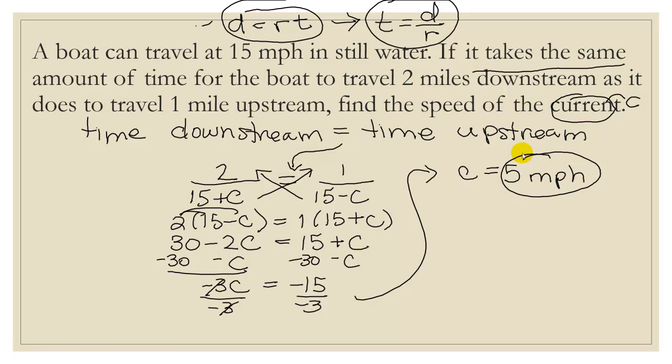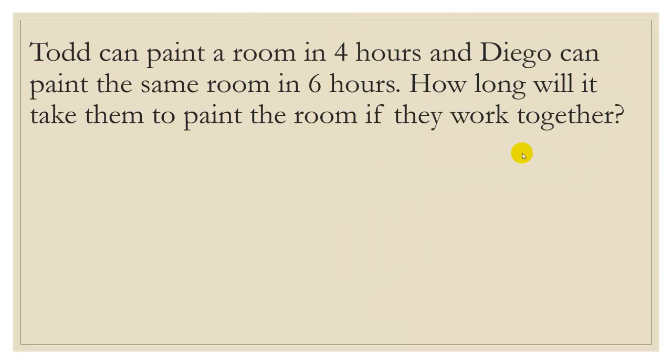Okay, let's work on another question. This kind of problem is called a work problem. These are really, I think, the most interesting and most fascinating problems. And the reason why is because your initial instincts are not going to work out, and you'll realize really quickly why not. It says Todd can paint a room in 4 hours and Diego can paint the same room in 6 hours. How long will it take them if they paint the room together?